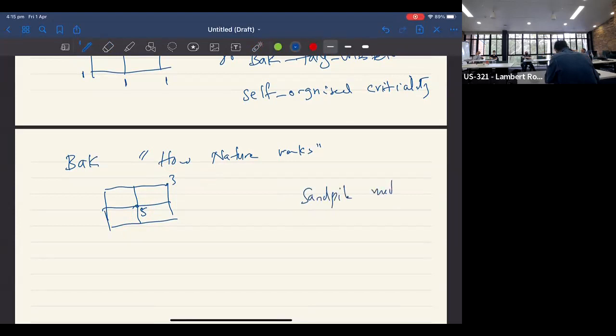Sandpile models. But then, yeah, the order of firing does not matter, so therefore it's called the abelian sandpile model. Okay, so you have to observe that, like a little theorem.